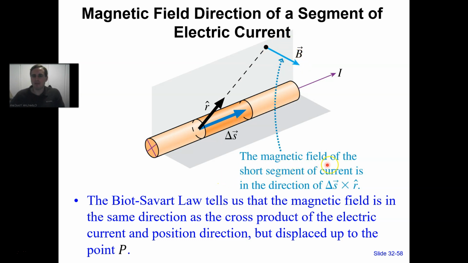Notice the magnetic field of the short segment of current is in the direction that's perpendicular to S vector and R hat. Notice that it has to be perpendicular to this plane. Notice this plane right here, B is perpendicular to it. So you have to really think about this three-dimensionally. And the Biot-Savart law tells us that the magnetic field is in the same direction as the cross product of the electric current and the position direction, but is displaced up to the point P.